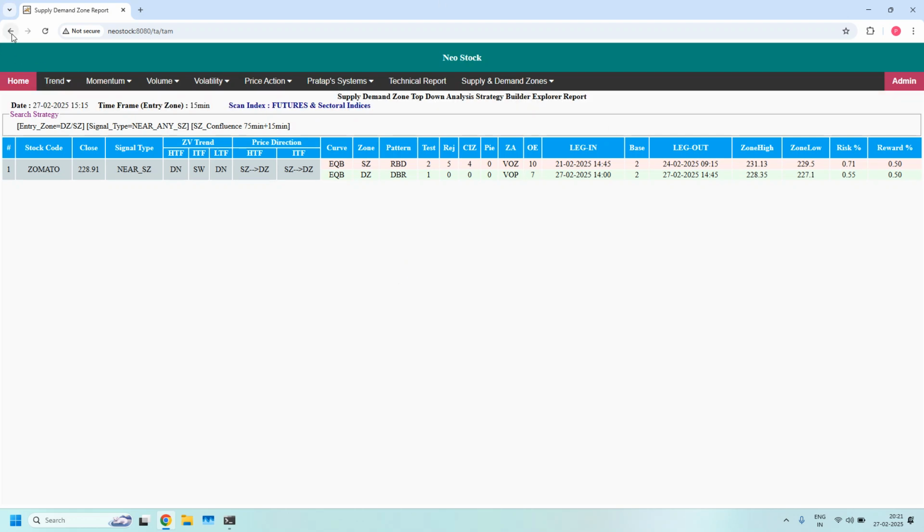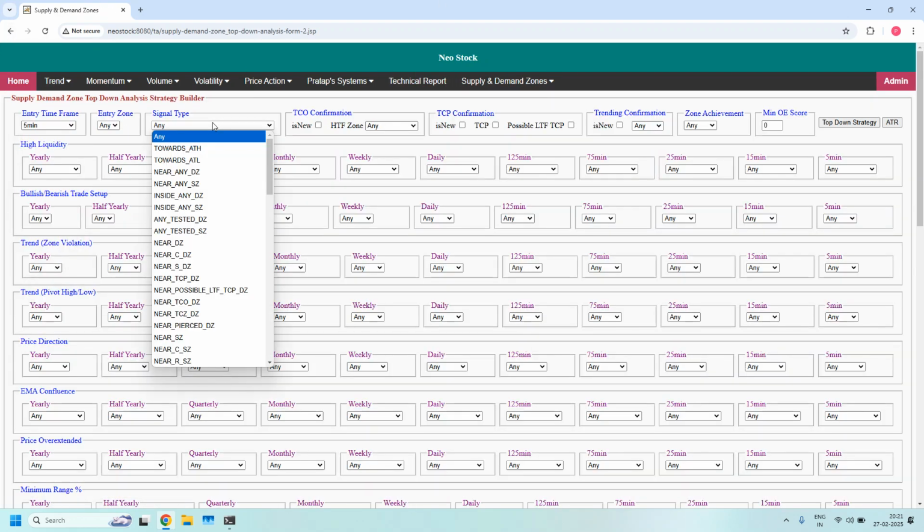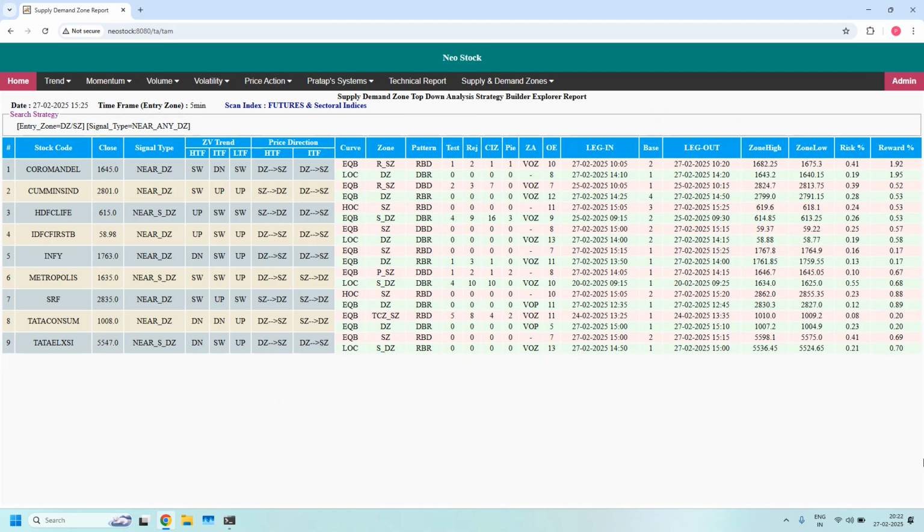Okay, next time frame is 5 minutes. Stocks near the 5 minutes demand zone. We got 9 stocks.